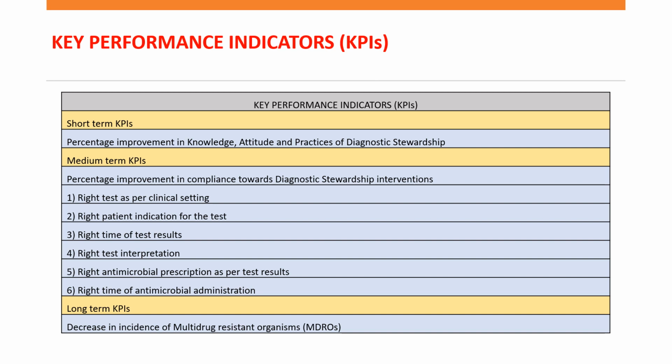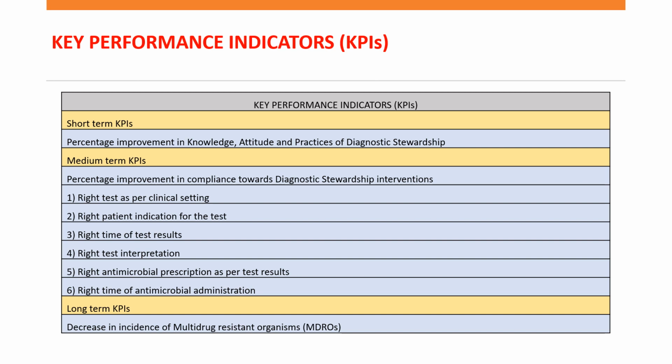Every hospital or healthcare setting can have their own KPIs and the time frequency of achieving the outcomes. The short-term KPIs can include parameters like improvement in the knowledge, attitude, and practices related to diagnostic stewardship. Then the medium-term KPIs could include percentage improvement in the compliance towards interventions of diagnostic stewardship, which includes the right test as per the clinical setting, right patient indication, right time of the test results, right test interpretation, right antimicrobial prescription, and right time of the antimicrobial administration. So these are the different interventions that need to be monitored as key performance indicators on a medium timeline basis.